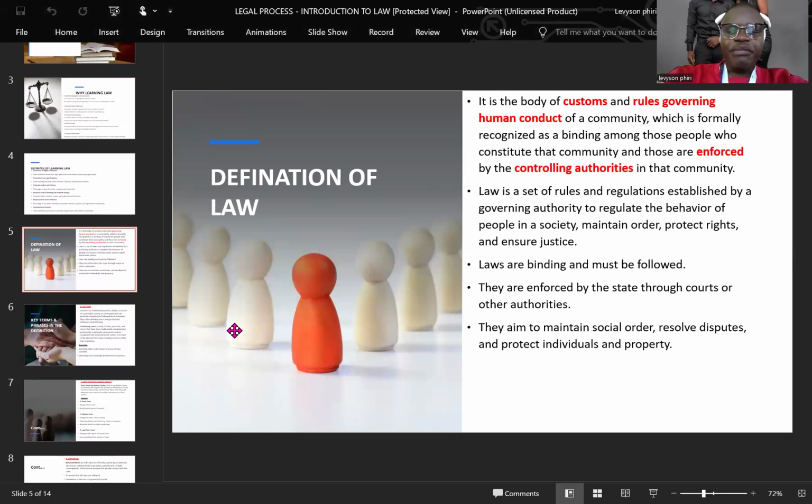By understanding the definition, let's now look into the key definition terms of why we are saying it is the body of customs and rules governing human conduct of a community, which is formally recognized as binding among those people. Like what I've mentioned, the parents make rules at home. Those are the government. And you children, you are the citizens of that house. The parents make rules, and those rules are binding on you. When you don't follow those rules, certain consequences will be upon you.